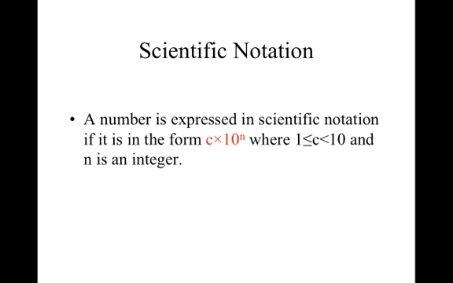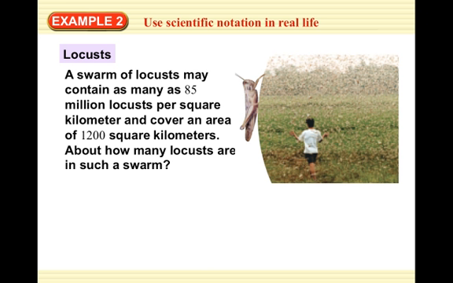A number is expressed in scientific notation if it is in the form c times 10 to the nth power, where 1 is less than or equal to c is less than 10, and n is an integer. So we're going to use scientific notation.